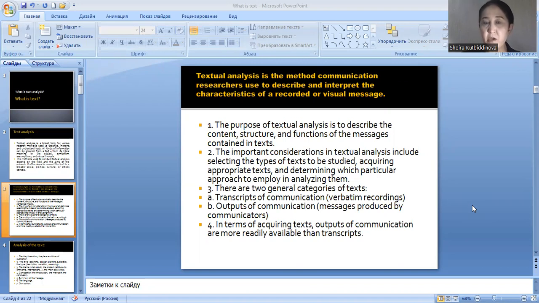And there are two general categories of text: transcripts of communication, verbatim recordings, and outputs of communication, messages produced by communicators. In terms of acquiring the text, outputs of communication are more readily available than the transcripts.